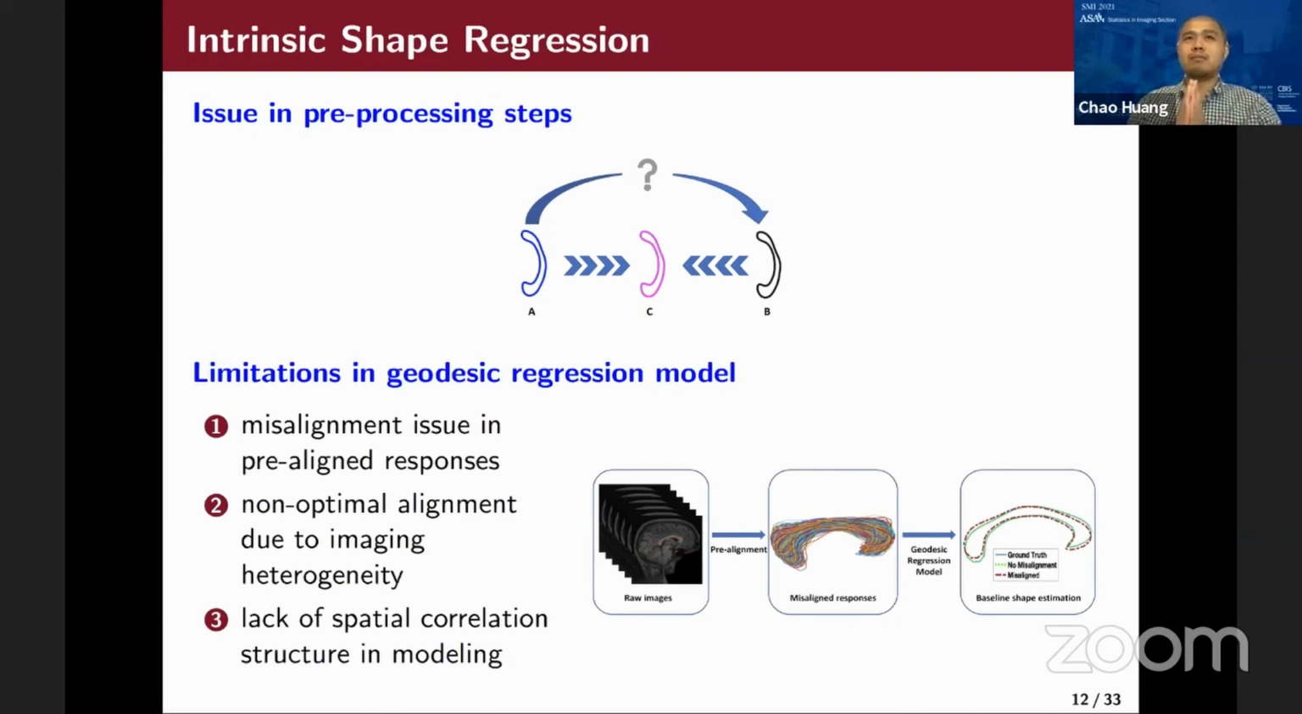So our goal is that, in a certain sense, we can do all these alignments using both the imaging data and the predictors or clinical variables. And the last limitation is that existing intrinsic shape regressions don't spend much investigation on establishing spatial correlation structure. So one of our aims in our proposed model is to use some specific structures to build up these spatial correlations for the local geometry.